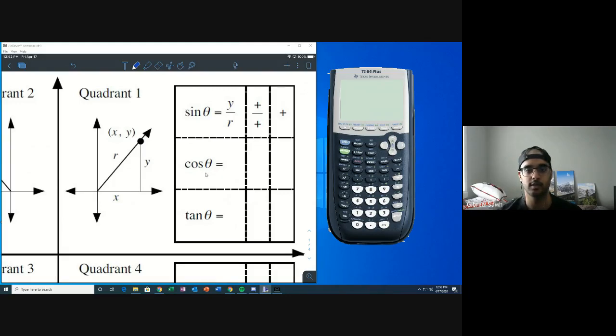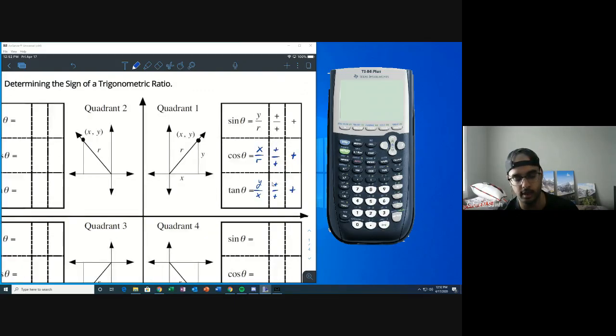If we do this for cosine, its formula was x over R. And again, both of those are positive, so cosine is going to be positive here also. If we do it for tangent, the ratio for tangent was y divided by x. Again, all positives. All three ratios in quadrant 1 end up being positive. Okay, this is going to be helpful going forward.